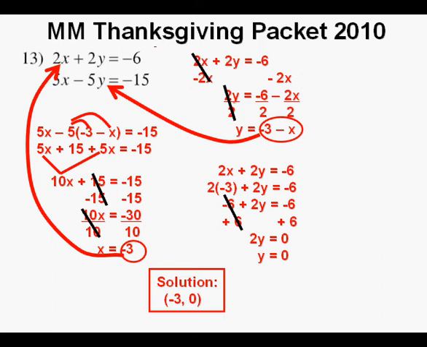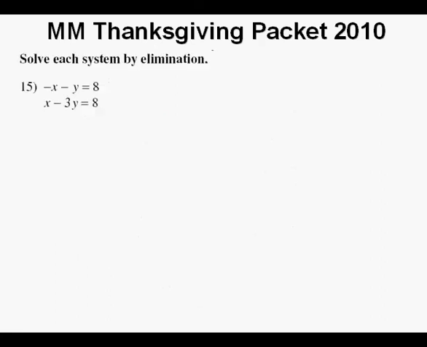So the solution to our system of equations here is negative 3 comma 0. Be sure to check your answers. I checked and they are correct. Numbers 15 through 22 involve solving systems by elimination.